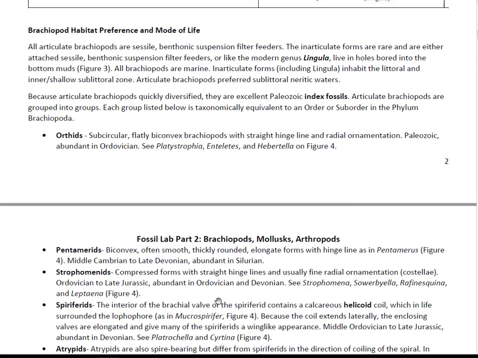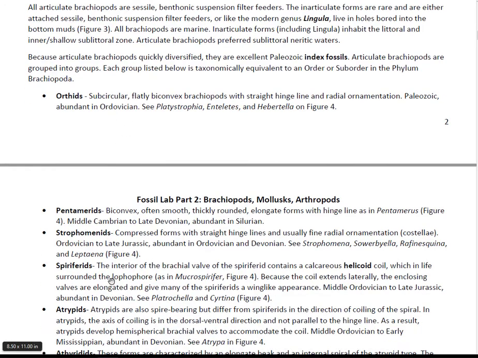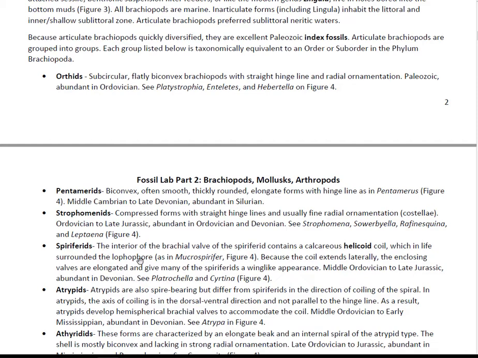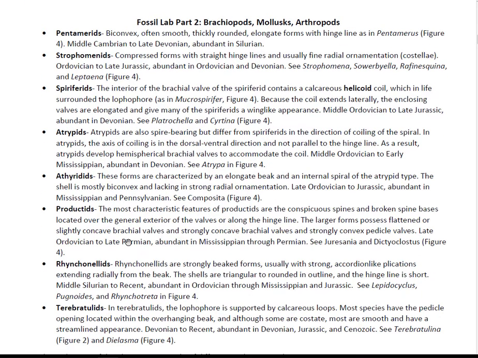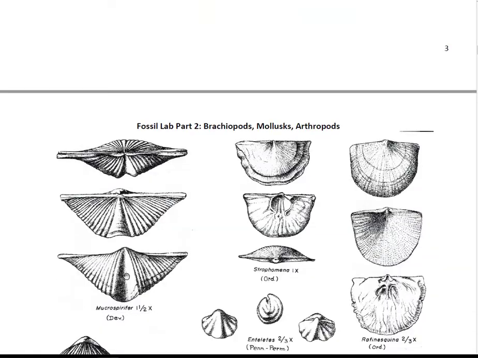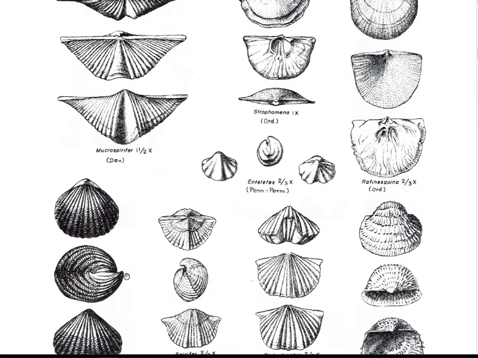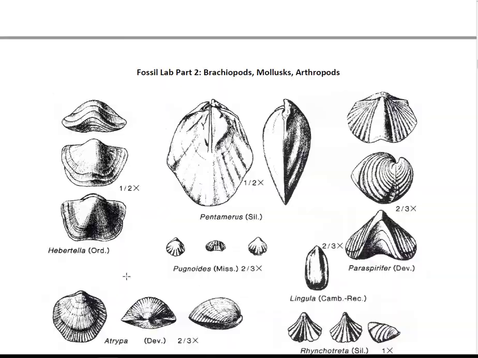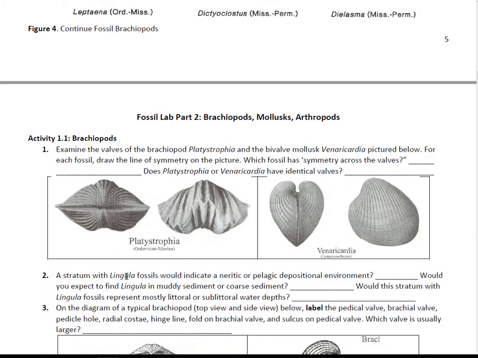This is important to read because there's a couple of questions about different periods during the Paleozoic when brachiopods are really abundant. For example, the orthids were prevalent in the Ordovician, whereas the spiriferids were prevalent in the Devonian. So read about these because there are some questions they're going to ask about these later on. And this next figure you use to identify some of the brachiopods that I present later on in this lab as well. You'll see there are some questions that are going to ask you to identify some brachiopods.